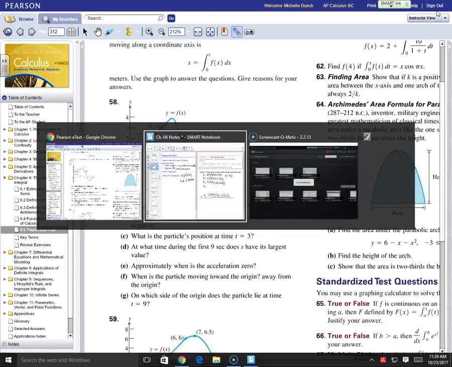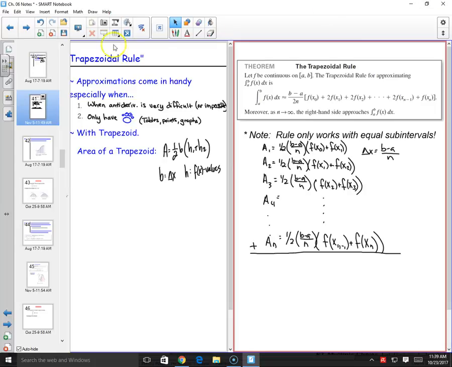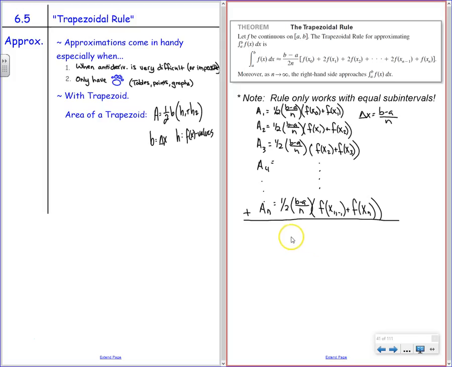You guys were taking notes on this just a moment ago. On our forever card last year, didn't we just put down 1/2 base times height 1 plus height 2? Yeah, I think we just did that. So what is this mess over here? That's the trapezoidal rule. Pause, the trapezoidal rule is only a thing when? What does this symbolize? Delta x is b minus a over n. What kind of problems does that not allow for?